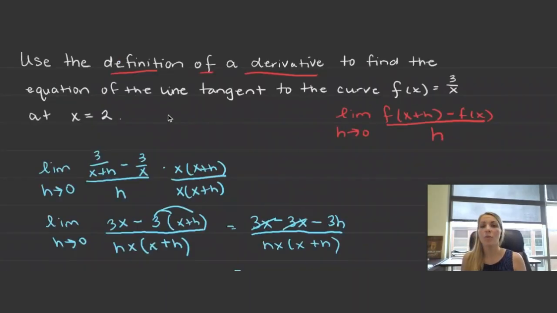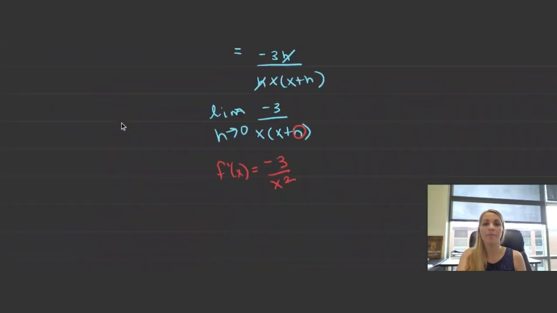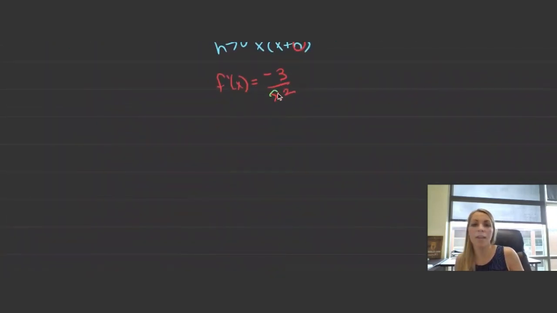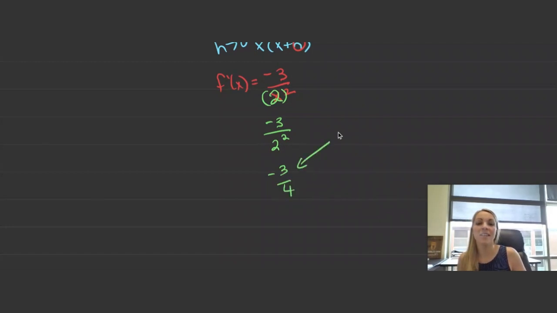If I go back to the original problem, I'm trying to find the equation of the line tangent to this curve at x equals 2. So to get the slope of that function, I'm going to plug 2 in for x. So this right here is going to become a 2. So I have negative 3 over 2 squared, which is negative 3/4. So this is the slope for the tangent line.